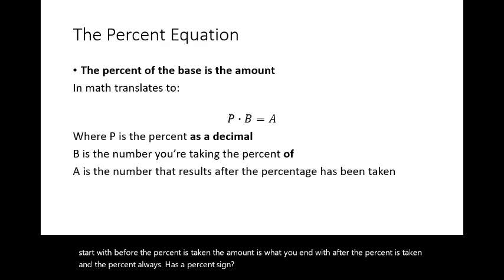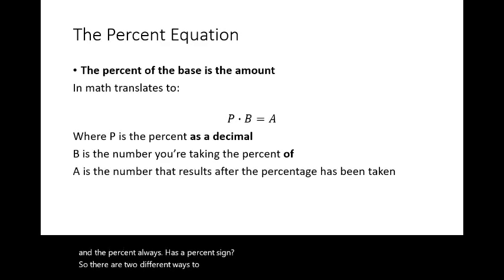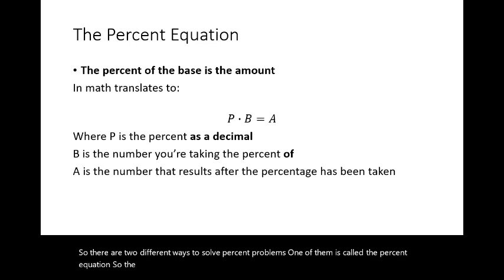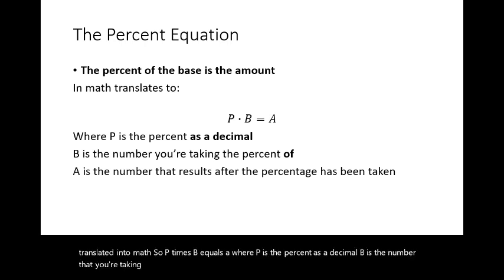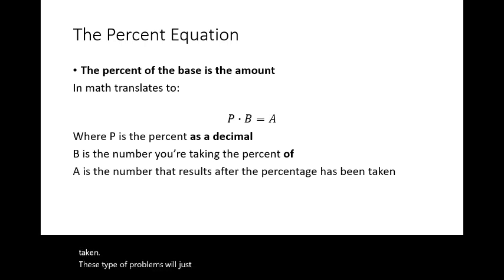So there are 2 different ways to solve percent problems. One of them is called the percent equation. So the percent equation is the statement the percent of the base is the amount translated into math. So P times B equals A, where P is the percent as a decimal, B is the number that you're taking the percent of, and A is the number that results after the percentage has been taken. These type of problems will just involve regular division to solve them.